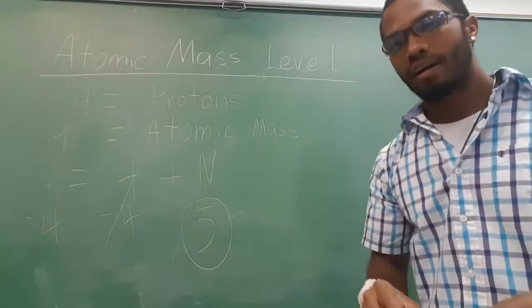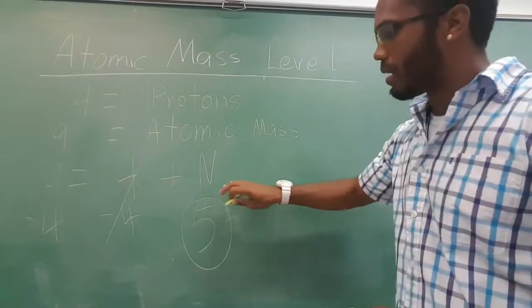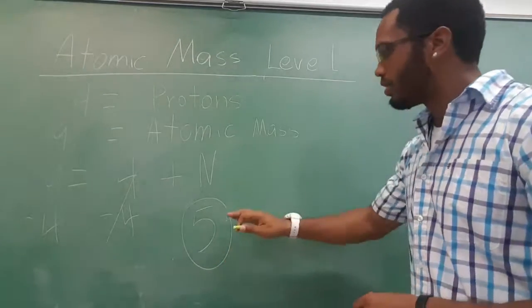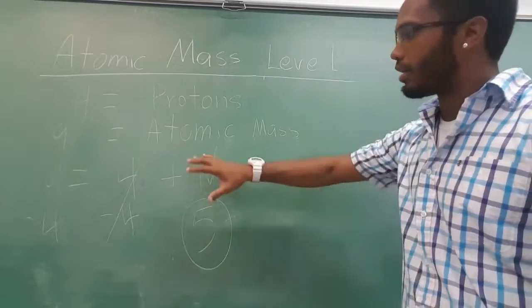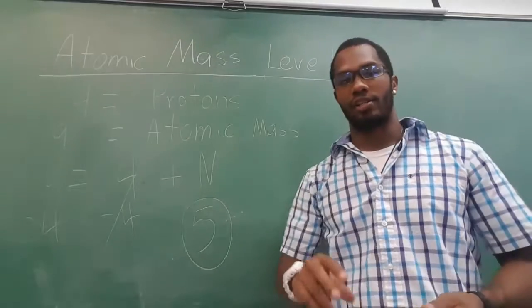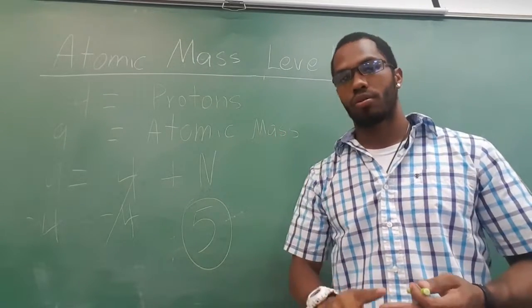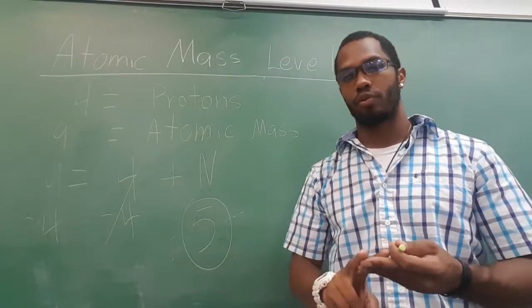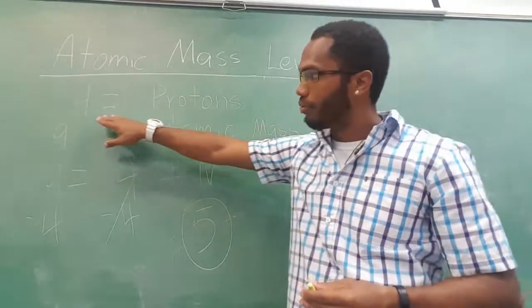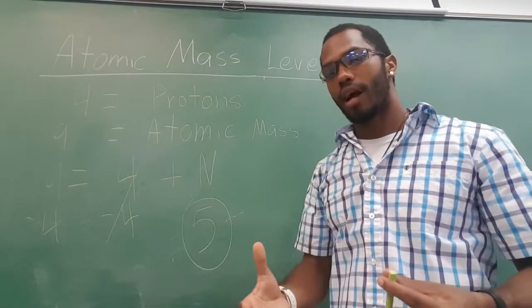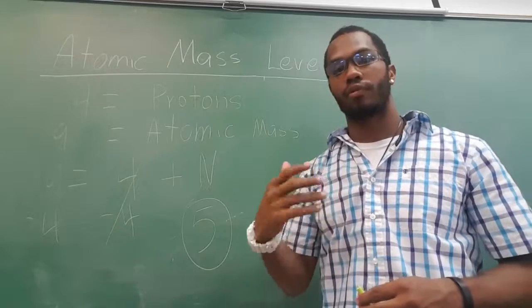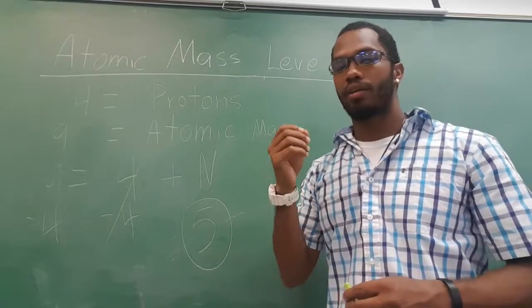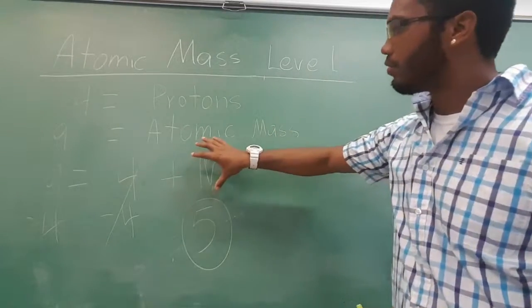So if you got 5, congratulations. So remember, the number of neutrons equals 5, because the atomic mass is only concerned with 2 particles, the number of protons and the number of neutrons. So if you have the number of protons, you can figure out the number of neutrons simply by subtracting from the atomic mass.